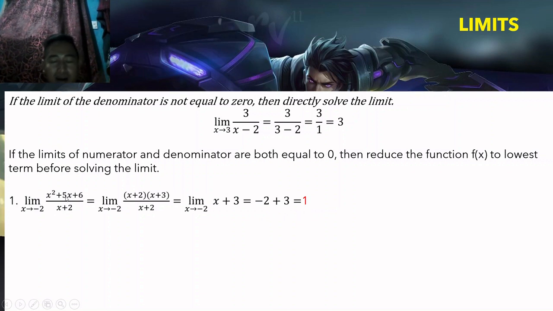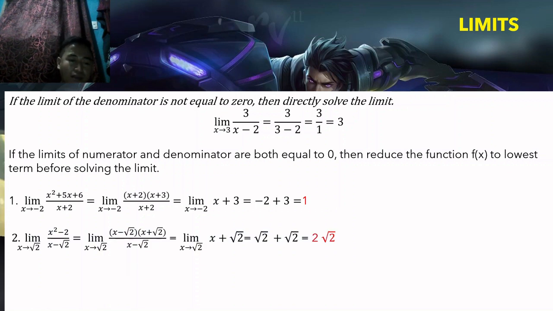Okay. Next, x minus square root of 2 in the denominator, as x approaches square root of 2. If we substitute square root of 2 here, it becomes 0. So in this form, as x approaches square root of 2, the denominator becomes 0. So meaning, we need to factor the numerator.